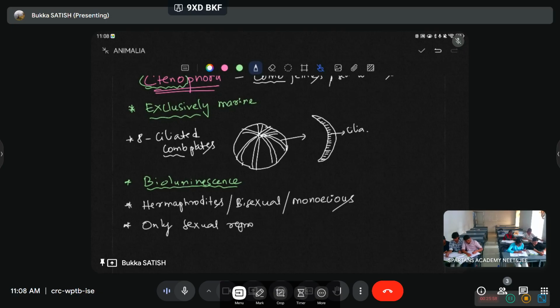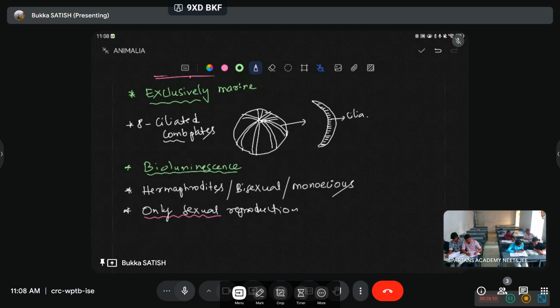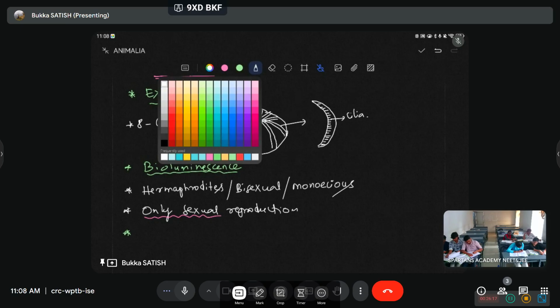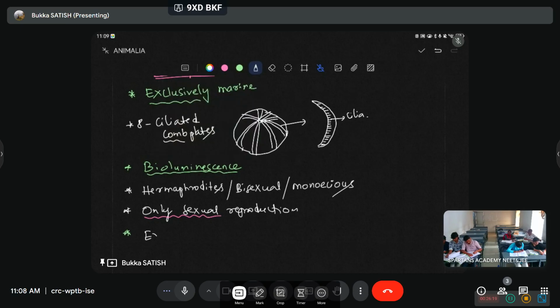Only sexual reproduction. Now, there is no asexual reproduction, as you can see in the Coelenterata. Here they have only sexual reproduction, no asexual reproduction. Next, external fertilization. External fertilization, indirect development.